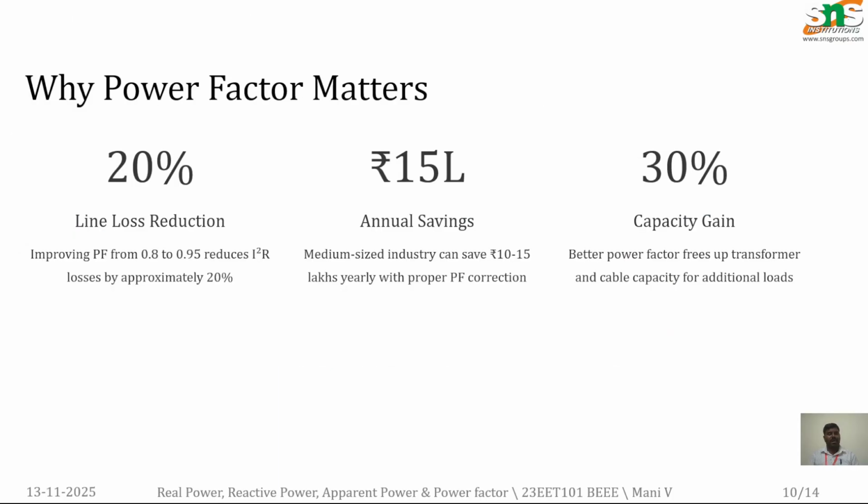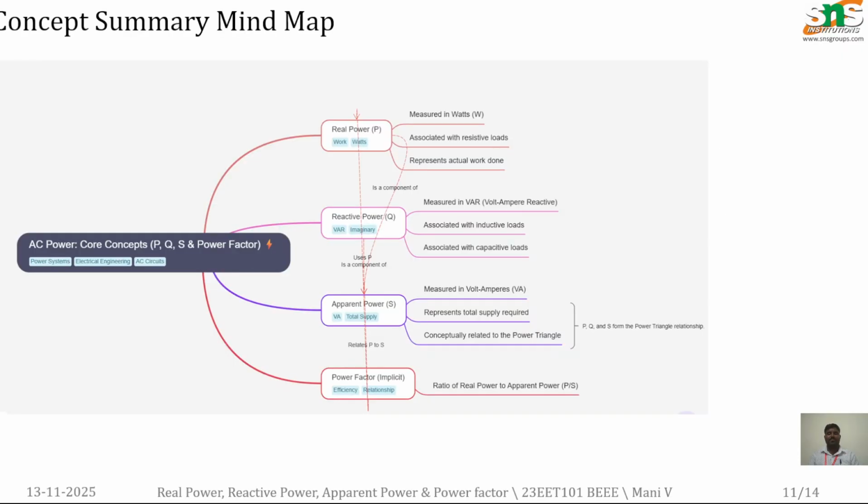And why does power factor matter? Because a 20% line loss reduction can be achieved, and 15 lakh rupees of annual saving can be achieved by using power factor correction. A 30% capacity gain can also be obtained in transformers and battery power factor.